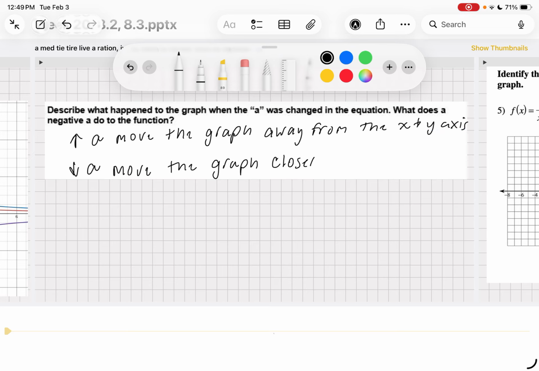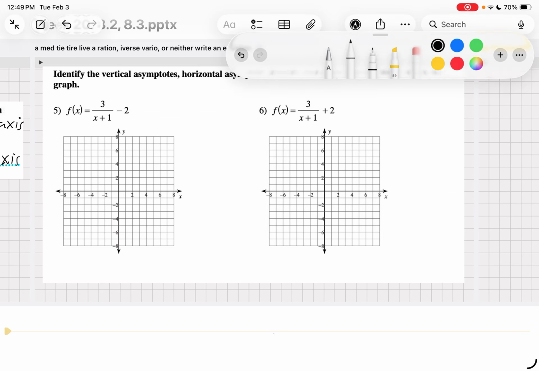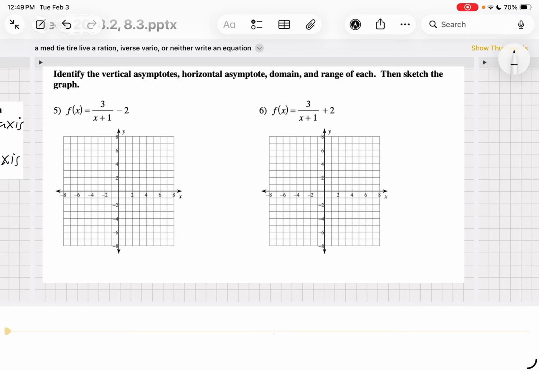closer to the x and y axis. And that's going to be called a shrink, okay? Because it's shrinking towards those axes, okay? All right, so now what I want you to do, you're going to look at each of these functions.